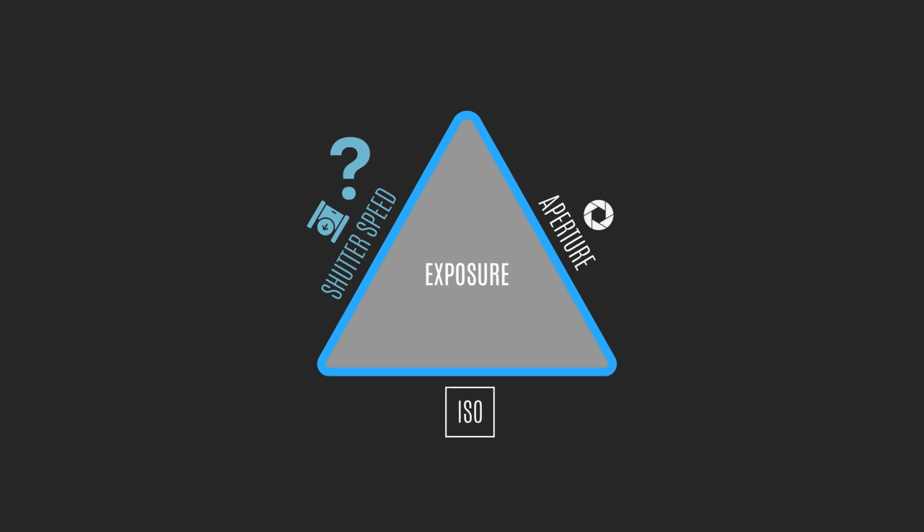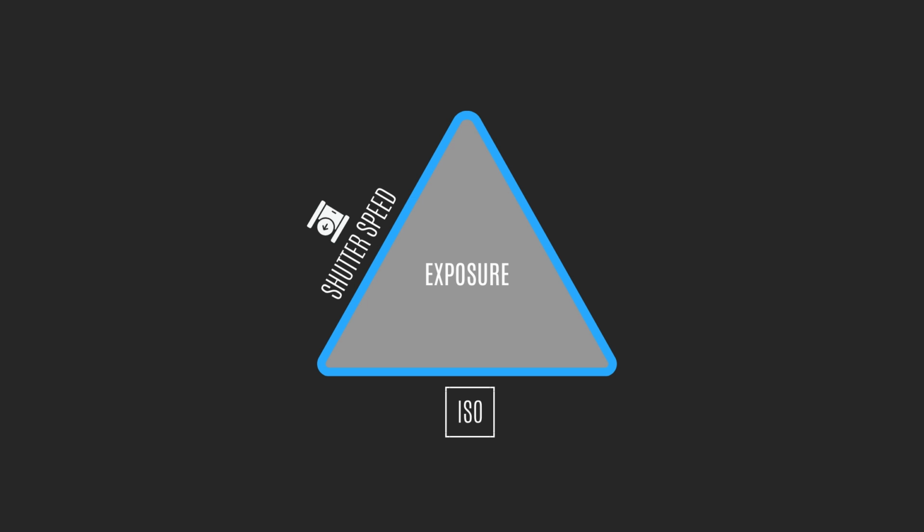Now we need to find out which shutter speed we should be using to gain a correct exposure. Or let's say we've set the ISO and the shutter. We need to find out which aperture we should be using. Now, how do we do this?